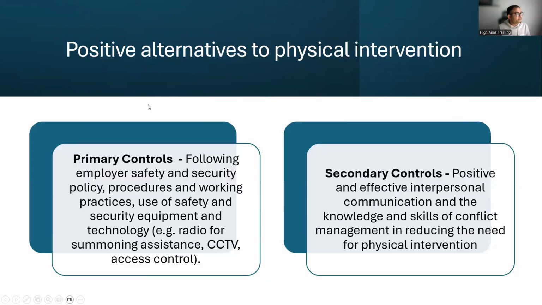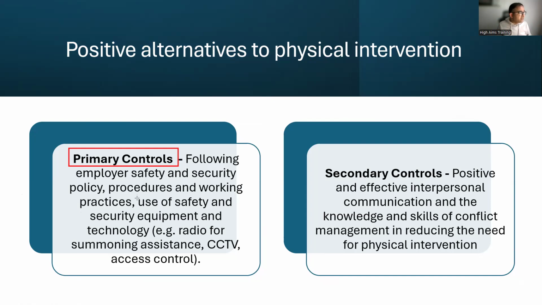Right? Okay. Now, positive alternatives to physical intervention. What are the positive alternatives to physical intervention? First of all, we have primary controls. What are primary controls? Following the employer's safety and security policy. So if you are following your employer's health and safety policy, you're doing the right thing and it will guide you to do the right thing. Yeah. Procedures and working practices. Following these is also a legal requirement under Section 7.